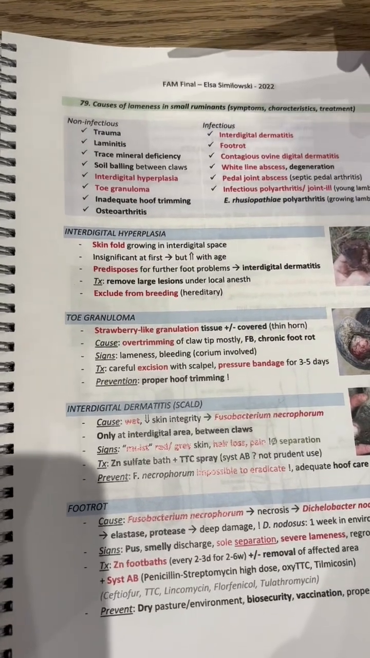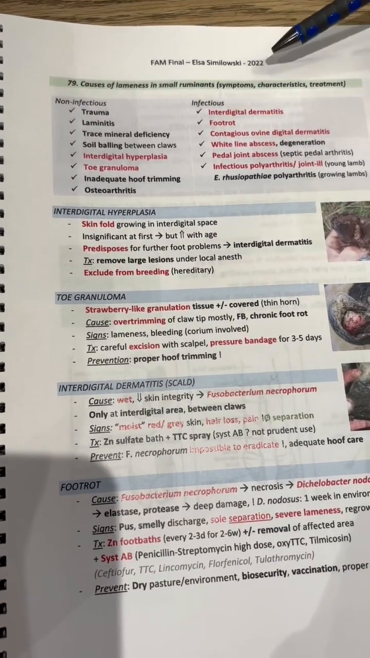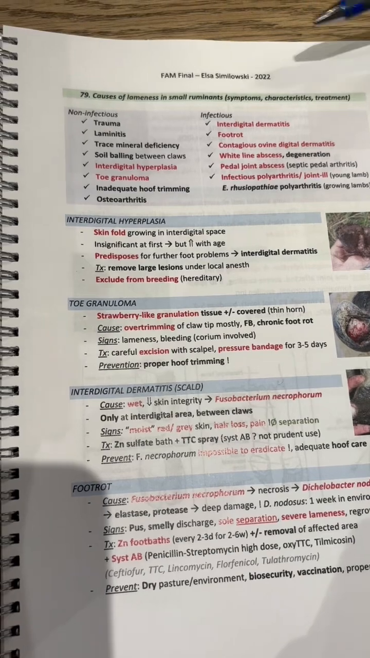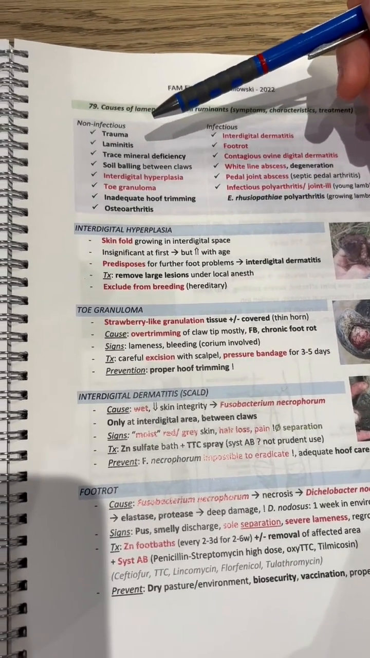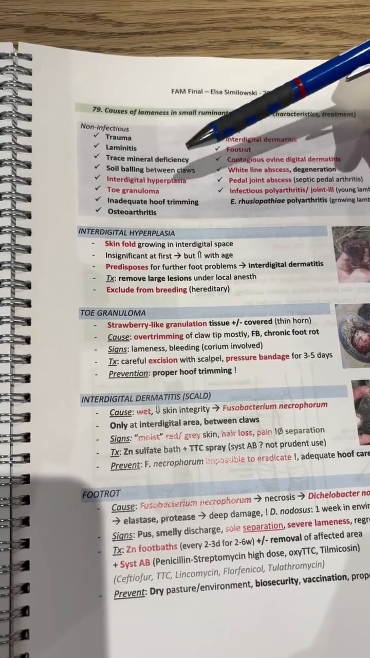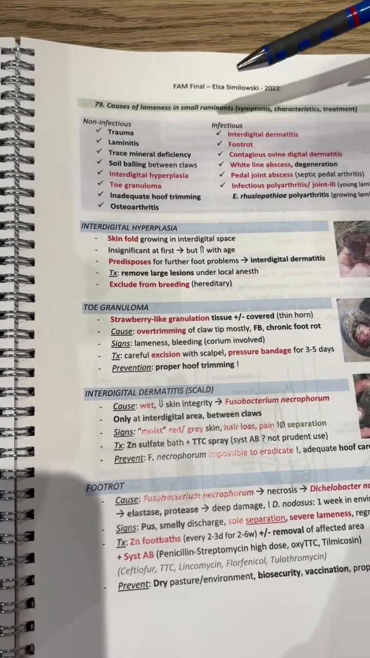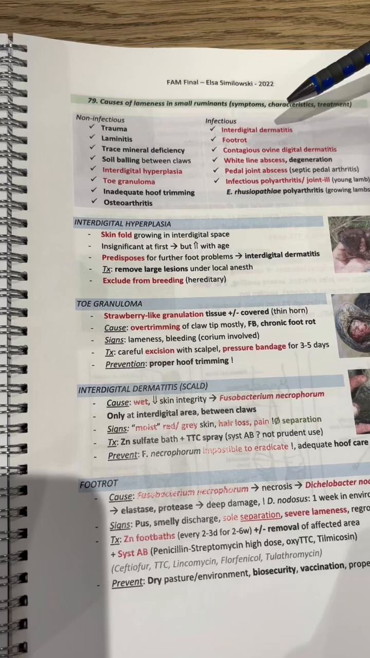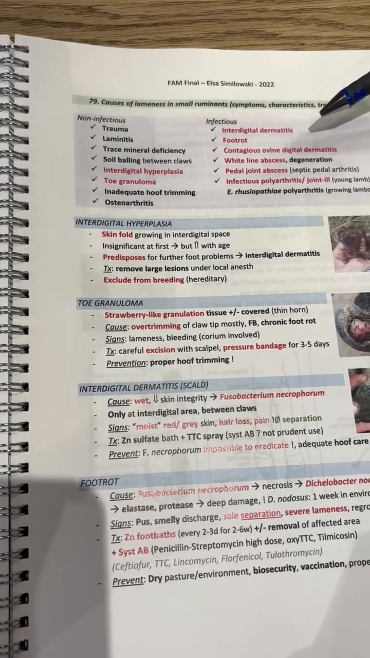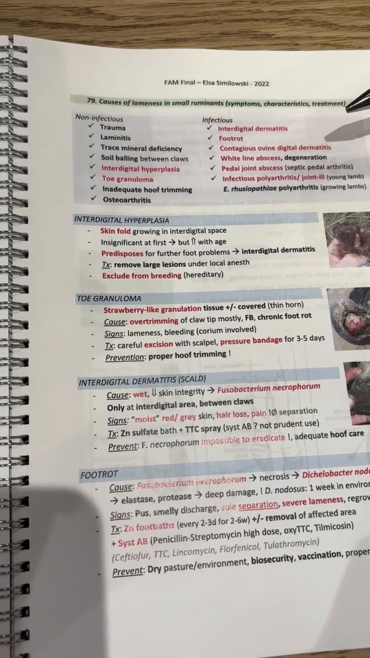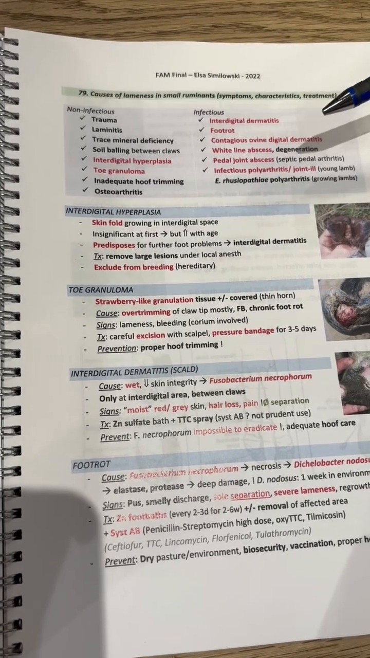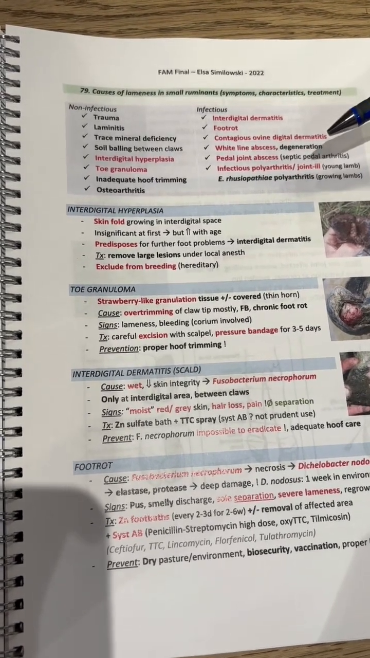The causes of lameness in small ruminants, the symptoms, the characteristics, and the treatment. The non-infectious causes are trauma, laminitis, as well as interdigital hyperplasia and toe granuloma. The infectious causes are interdigital dermatitis, foot rot, contagious ovine digital dermatitis, a white line abscess, pedal joint abscess, and infectious polyarthritis or joint ill.